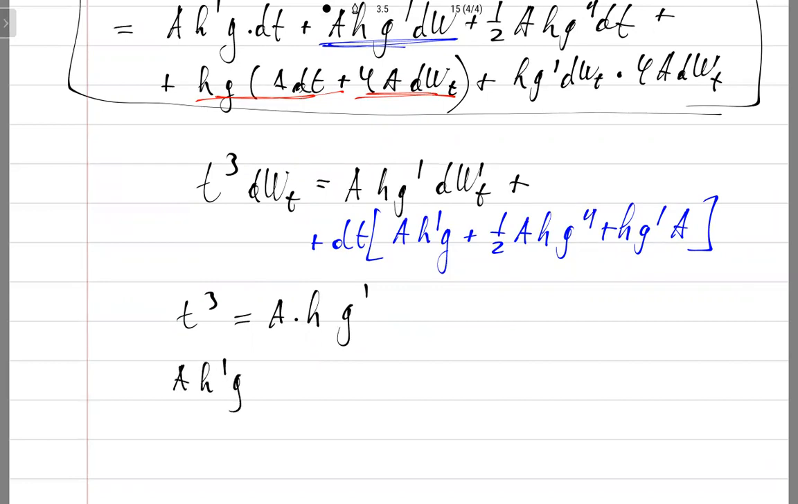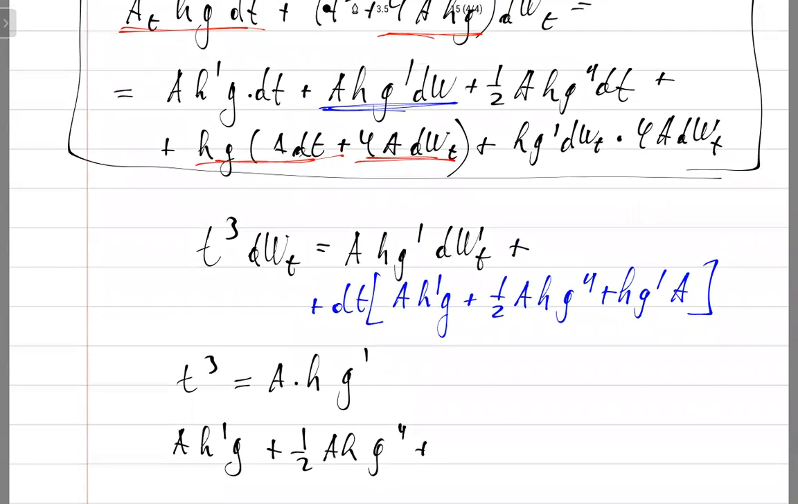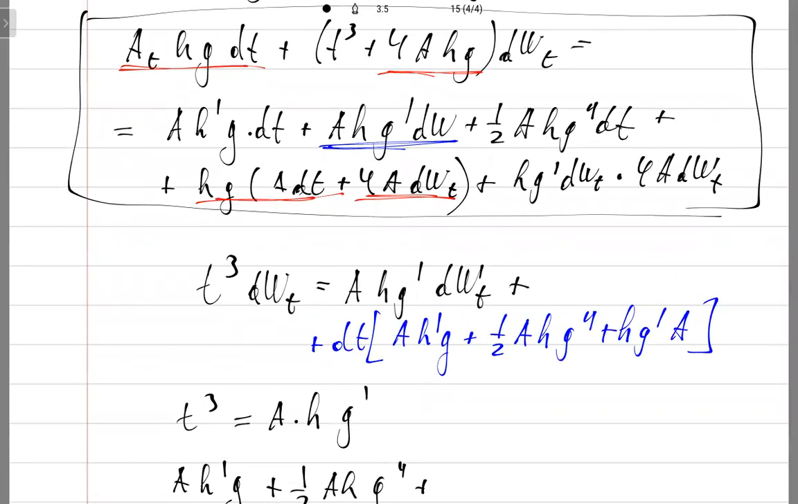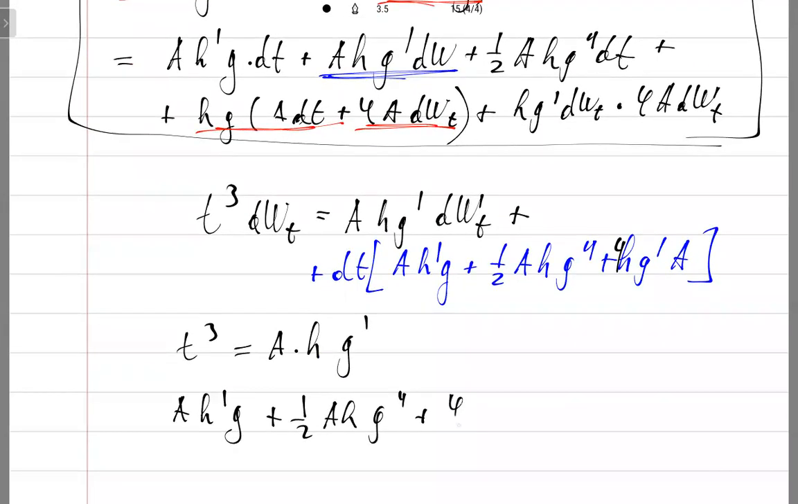G prime plus 1 over 2 G. Haven't I lost a 4? What have I lost? Yeah, there in the bracket, the last term should be multiplied by 4, right? Yeah. Plus 4h g prime a. Yeah, that should be 0.